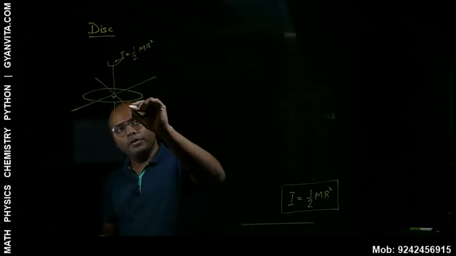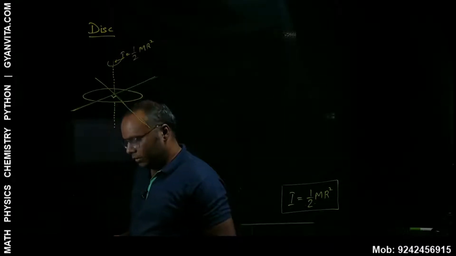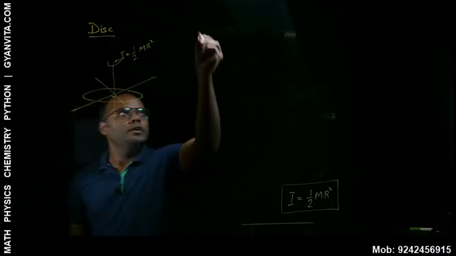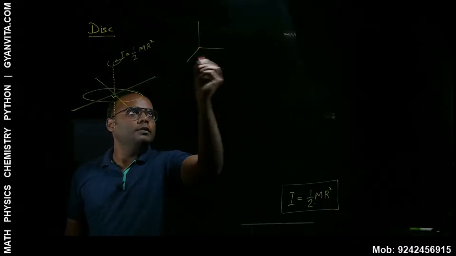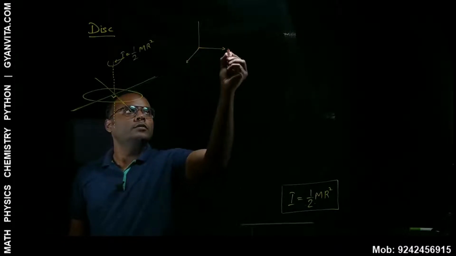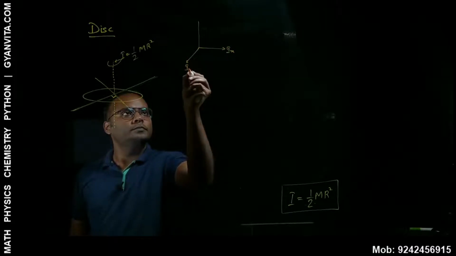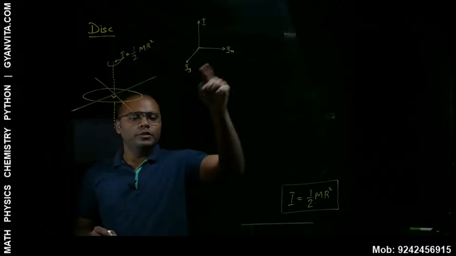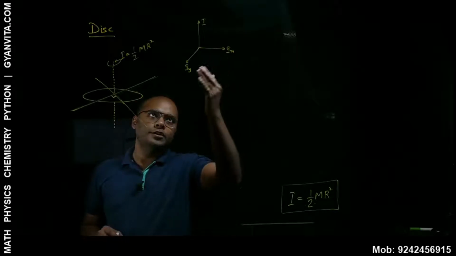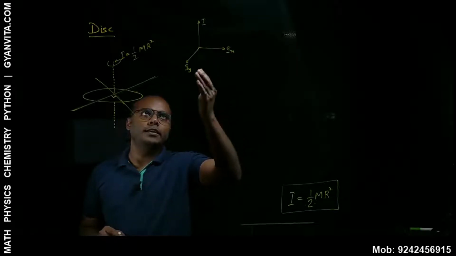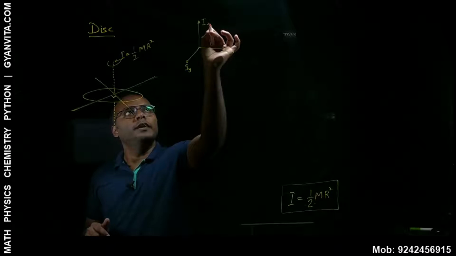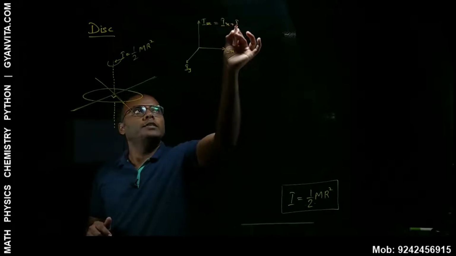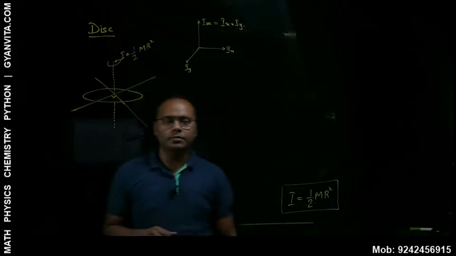Because now we have a theorem, the perpendicular axis theorem. What does that theorem say? If you know the moment of inertia along two axes which are perpendicular to each other, say Ix and Iy, then you can find Iz as well, and that Iz will be equal to Ix plus Iy. That is the perpendicular axis theorem.